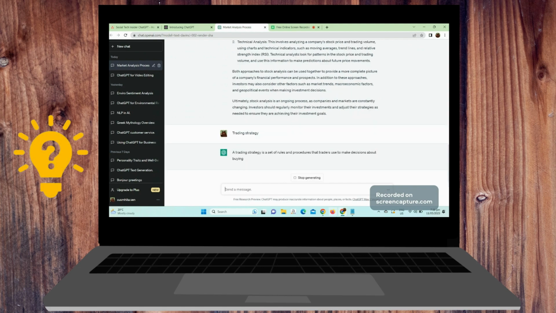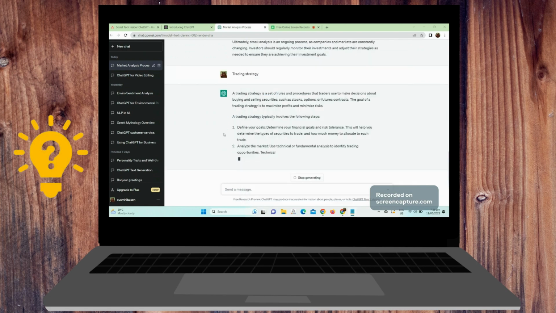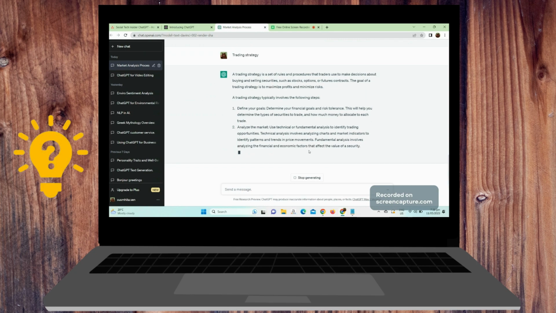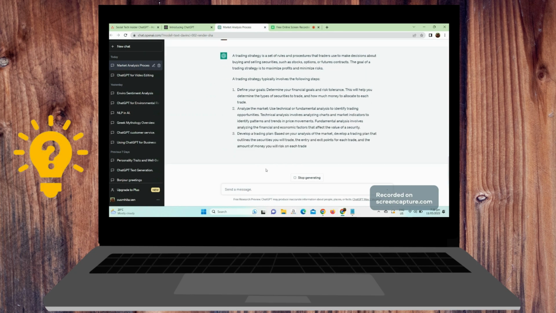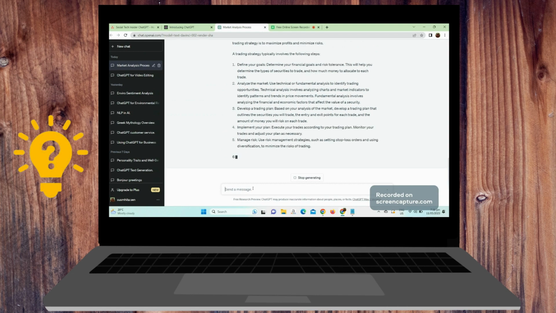News analysis. You can use ChatGPT to analyze financial news articles and provide insights into how the news may impact stock prices.